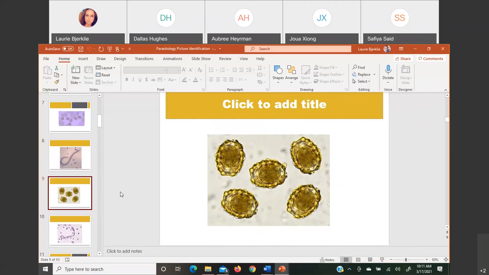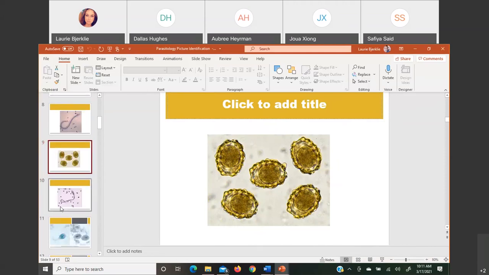It is Ascaris lumbricoides, which is our roundworm. Ascaris is very much known to have what we call a mammillated shell, this bumpy looking shell here that is a key feature of it. That is your roundworm.